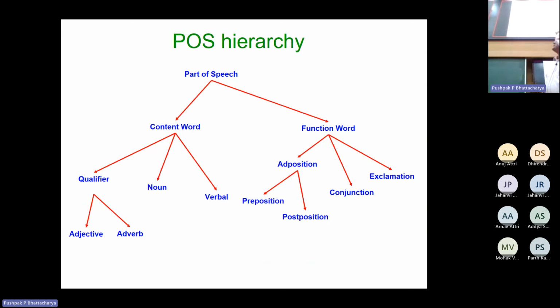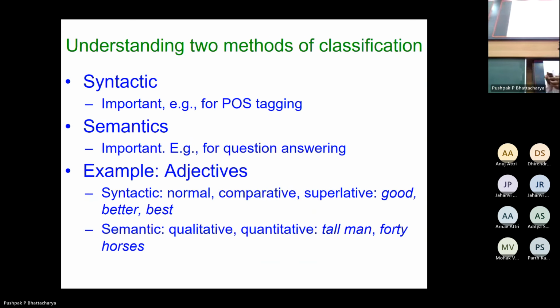Function words are again three kinds: adposition, conjunction, and exclamation. Under adposition, you have preposition and postposition. Okay, languages where the verb goes to the end, like in Hindi, you do not have preposition, but you have postposition. Okay, chammach se khana khaya. Se comes after chammach, but with spoon, with comes before spoon. So preposition, postposition, distinction. So there is a part of speech hierarchy, and it is very useful and fundamental. Then there are two methods of classification, which is syntactic and semantic. We'll come back to those nitty-gritties little later.